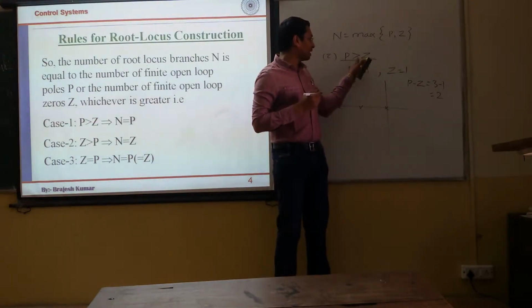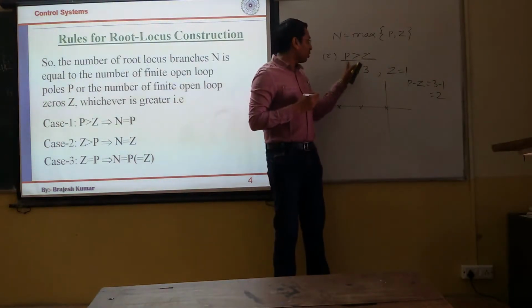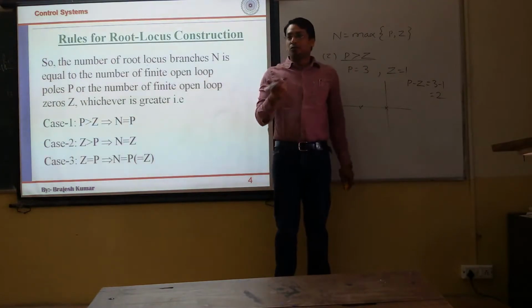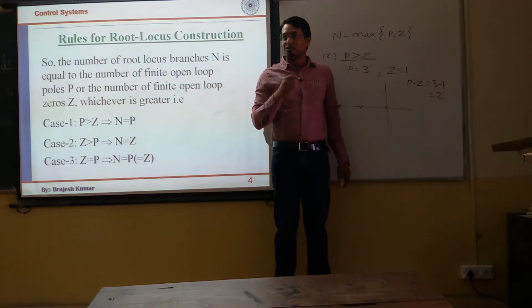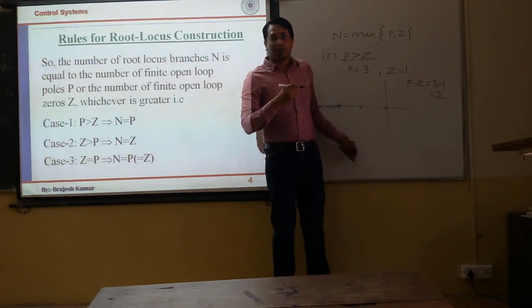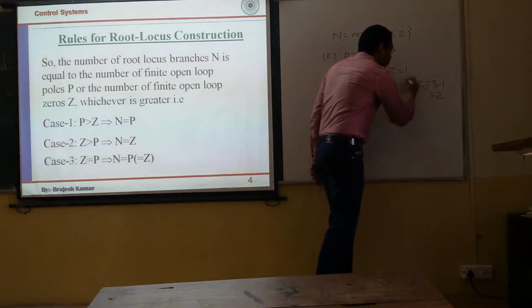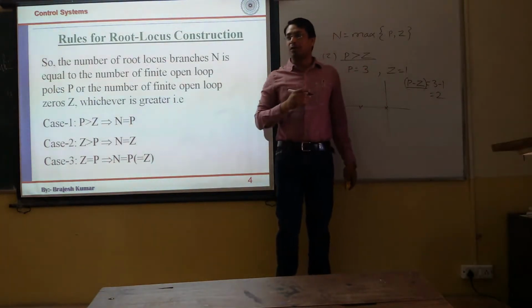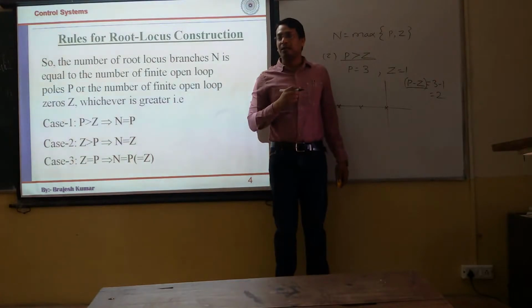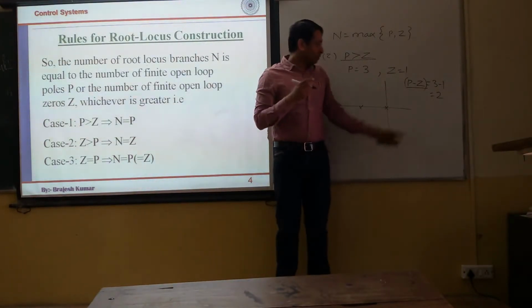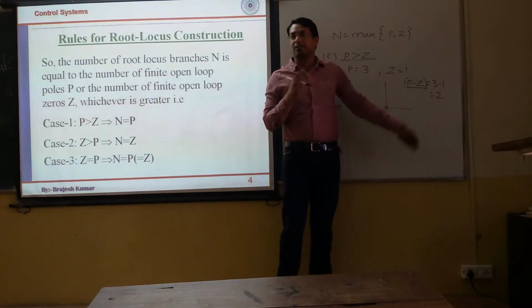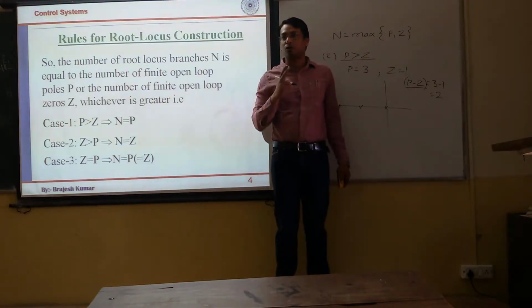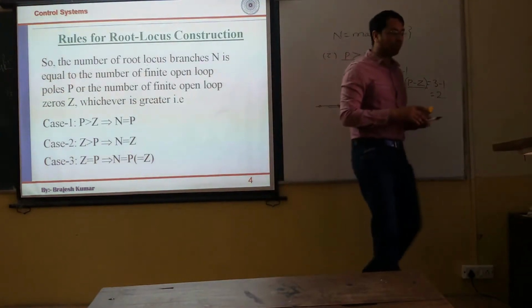So this is the most general case which we will come across while creating a control system. P is greater than Z. So when P is greater than Z, Z number of branches will end at the zeros and P minus Z number of branches of the root locus will end towards infinity, and we will consider for this particular special case that there are two zeros which lie at infinity. Correct? I think my point is clear.